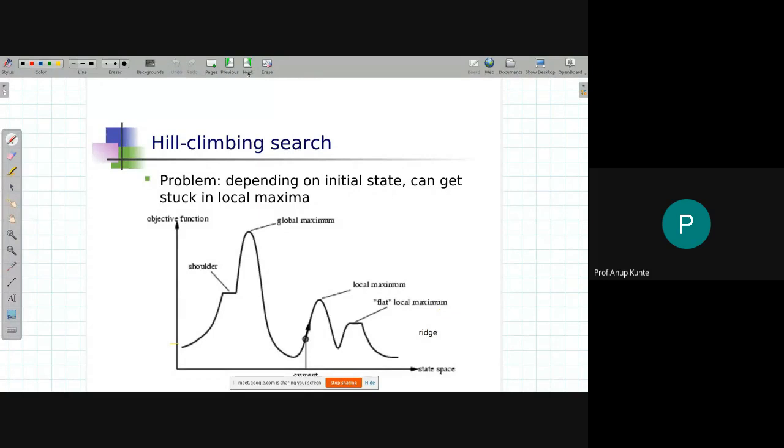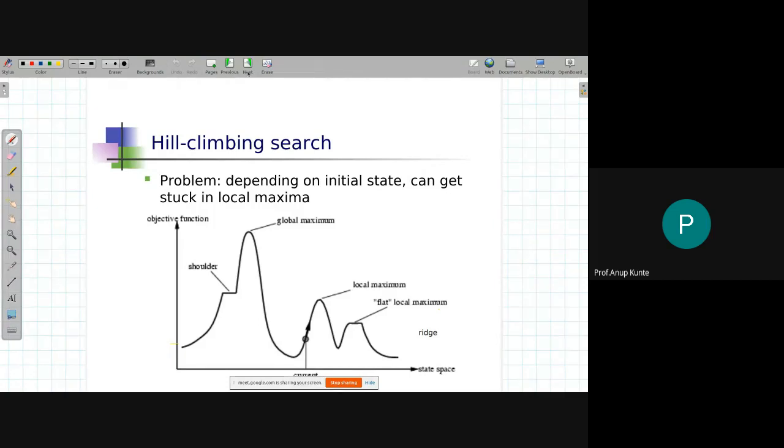So any two points I pick along the x-axis would represent two different states of the environment and the corresponding objective function value for those states. Okay. Now, due to the nature of the algorithm and the way it is described, this is called a state space.